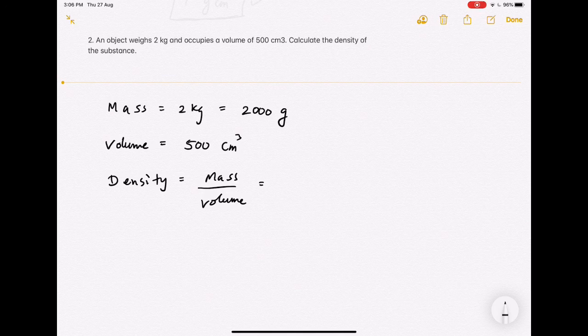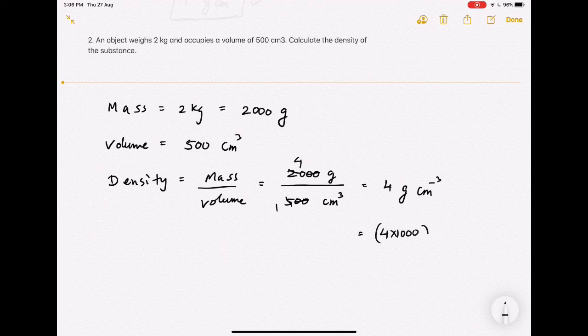Now the mass we can substitute as 2000 grams divided by 500 centimeter cube. So simplifying this, we get 4 grams per centimeter cube. And if you want it to express in kg per meter cube, you can simply multiply with 1000. So this is equal to 4000 kg per meter cube.